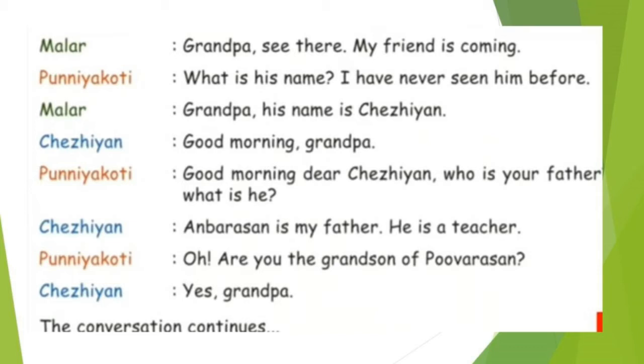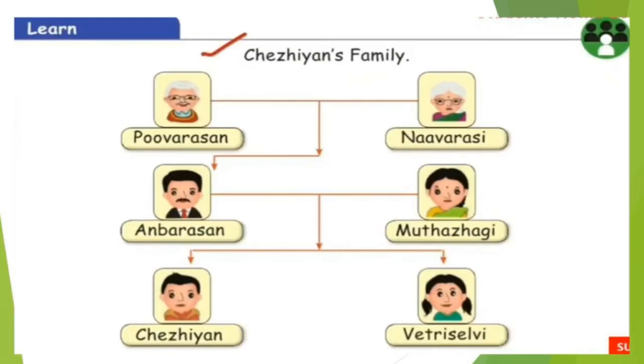Punyakoti asked Cherian, "Good morning, Cherian. Who is your father and what is he?" Cherian replied, "Anbarasan is my father and he is a teacher." Punyakoti replied, "Oh, are you the grandson of Puvarasan?" Cherian replied, "Yes, Grandpa." Let us see Cherian's family.